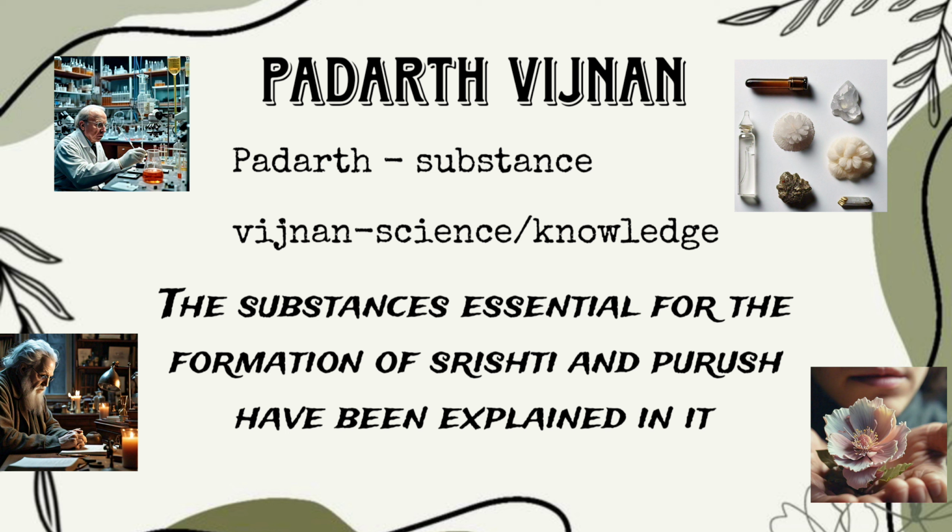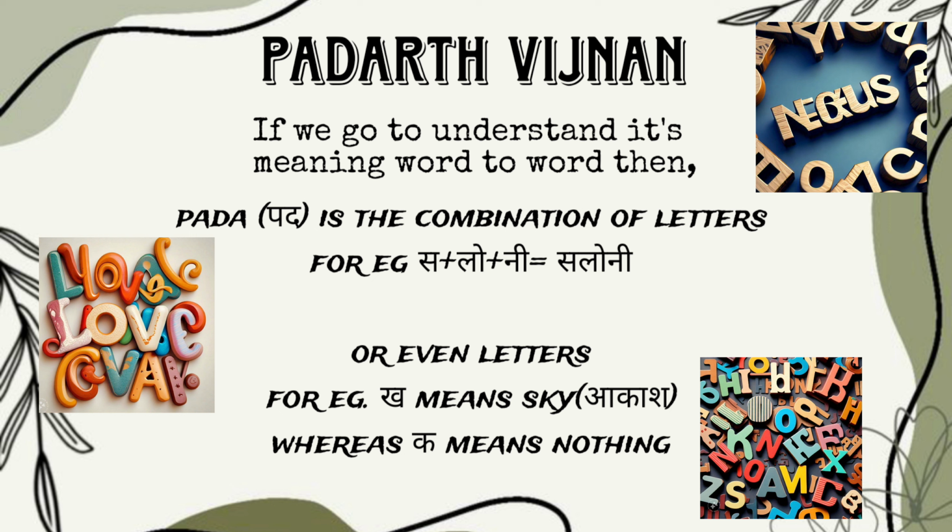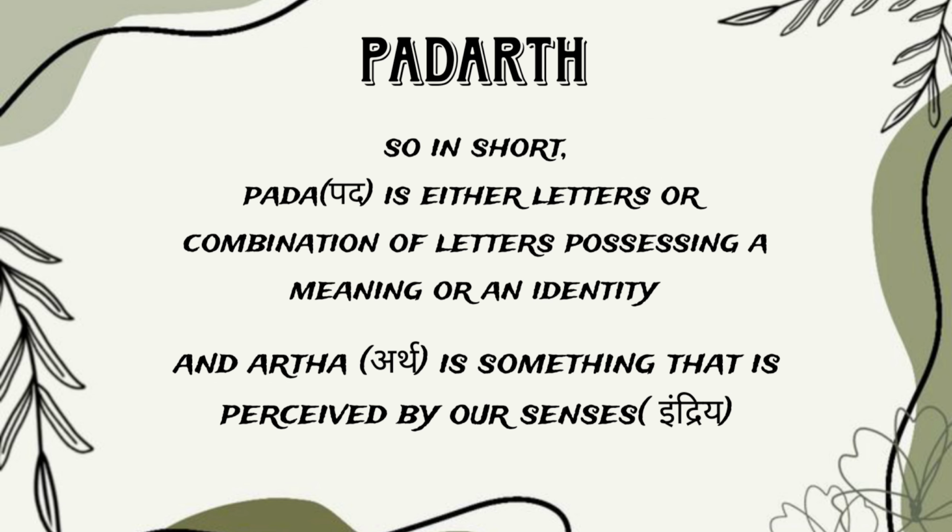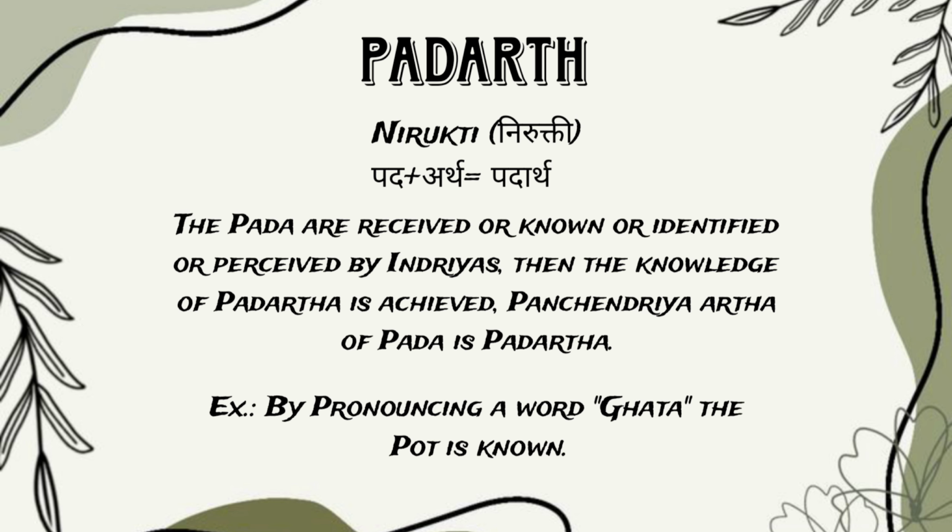Padartha is a Sanskrit term that breaks down into two components, that is Pada meaning word and Artha meaning earth. Together, Padartha refers to the object or meaning conveyed by a word. In this context, it relates to the fundamental entities studied in various philosophical systems. Vijnan refers to knowledge or science which deals with understanding these entities. Nirukti or etymology further explains Padartha as something that exists, can be known, and can be named.